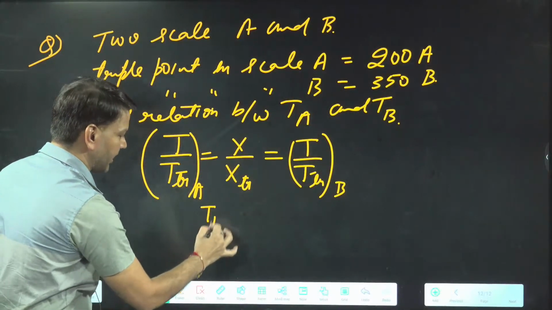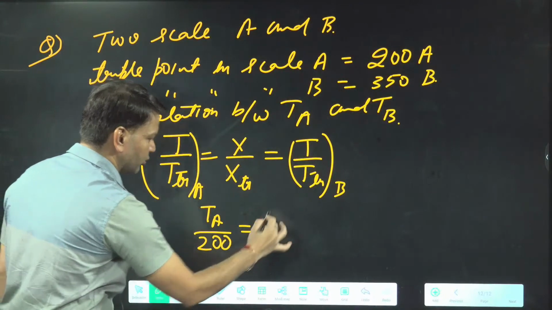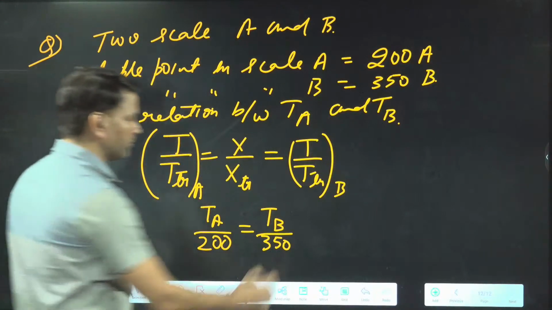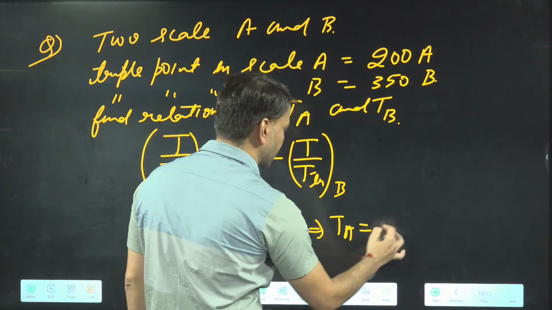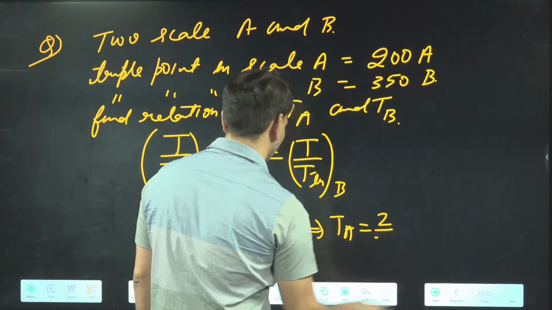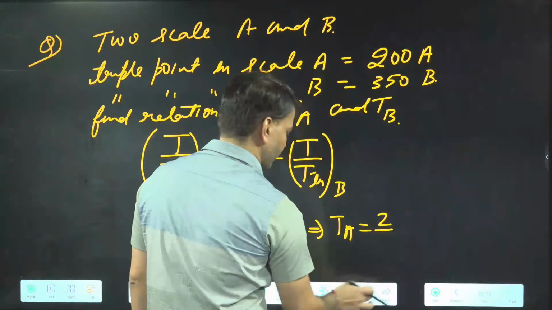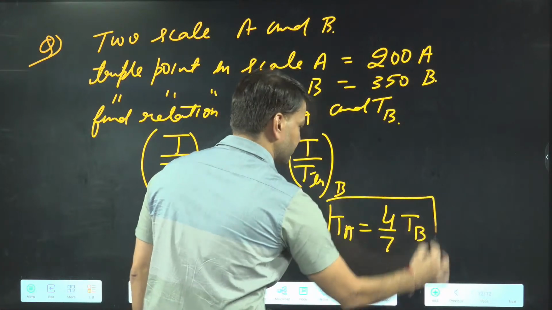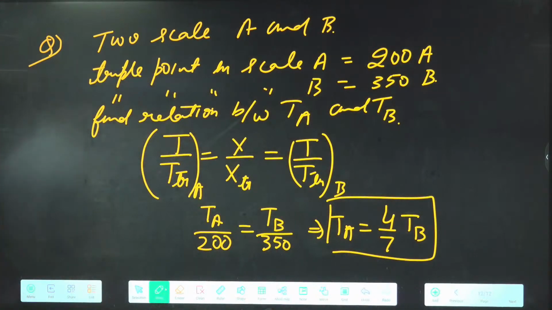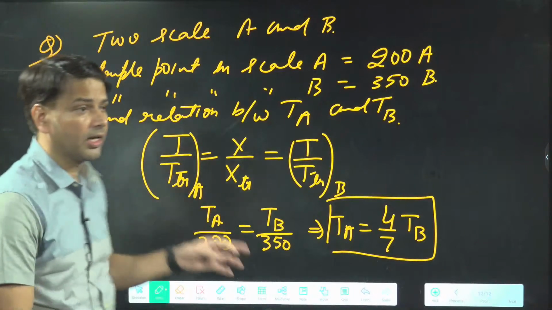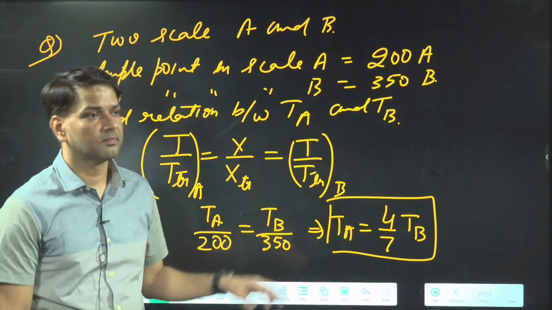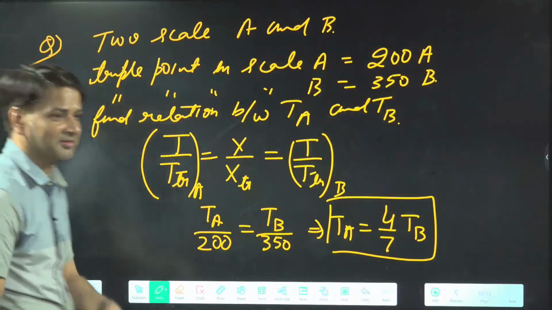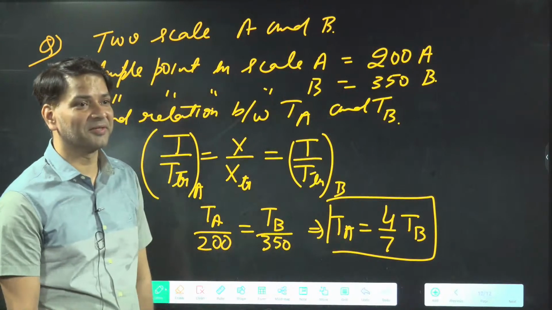So the temperature in scale A by 200 is equal to the temperature in scale B upon 350. Then from this we can say the temperature in scale A is 4 by 7 TB. Okay, so TA is equal to 4 by 7 TB. Everybody got it or not? Okay. Surya, now you will ask how 4 by 7 came. Ask.